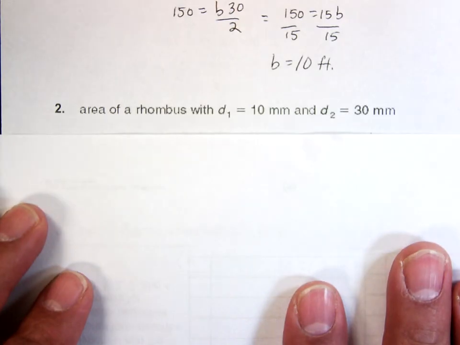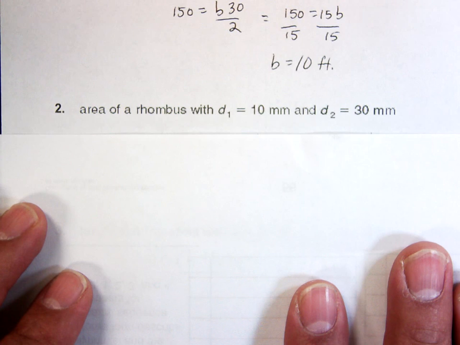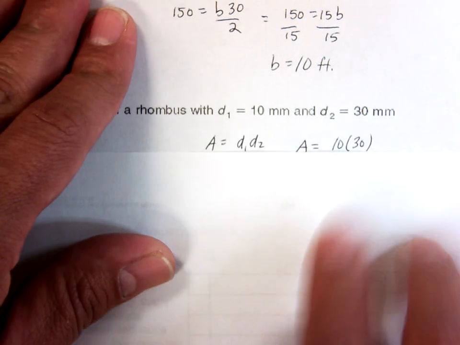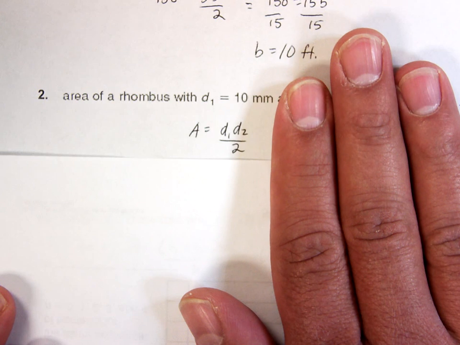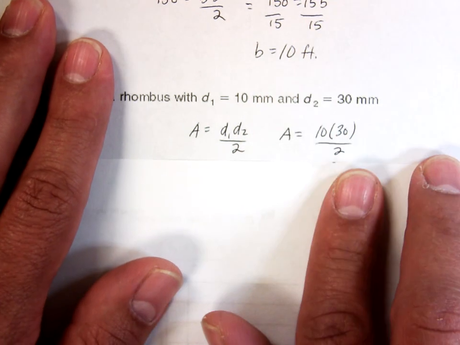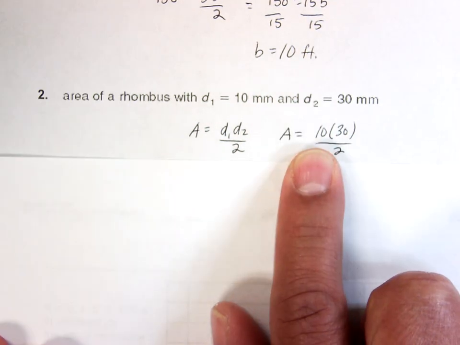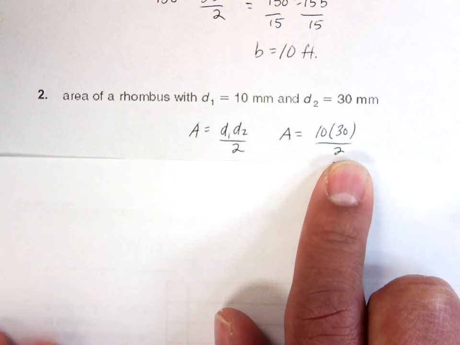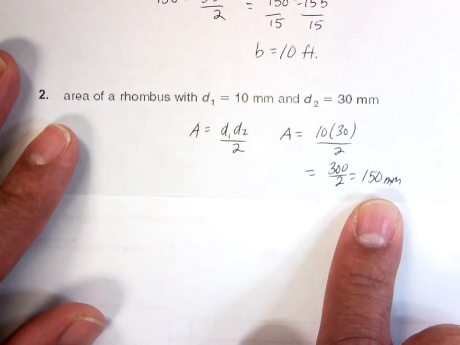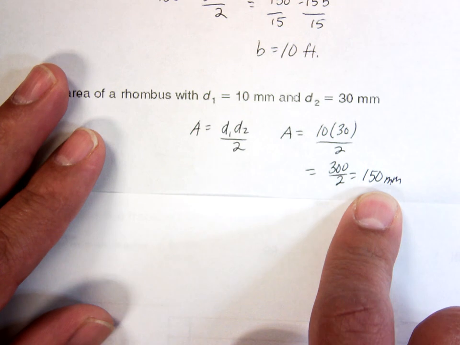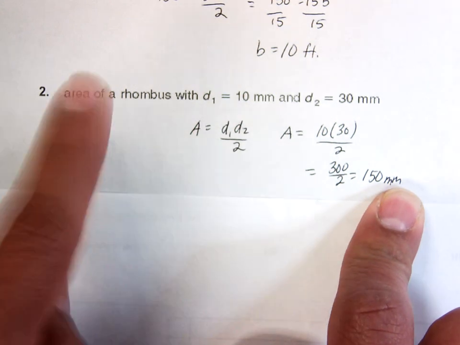Area of a rhombus, if D1 is equal to 10 and D2 is equal to 30. There is my formula. Area is equal to D1 times D2 divided by 2. Plug in what I know. Area equals D1 times D2, which is 10 times 30 divided by 2, which gives me 300 divided by 2, which gives me 150 millimeters. And again, I should have used millimeters squared since we're talking about area.